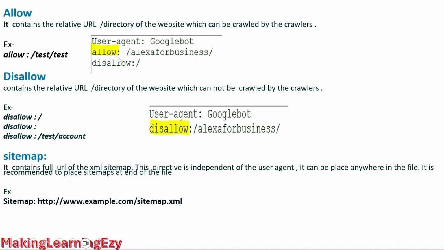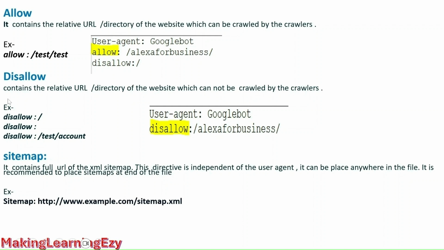I have attached one screenshot from robots.txt. It is one group, and this group is for Googlebot, as you can see in the user agent. When Googlebot crawls the domain or website, it will be allowed to crawl this path, which is mentioned in the allow directive, the Alexa for business. So Googlebot will be able to crawl this path, Alexa for business.